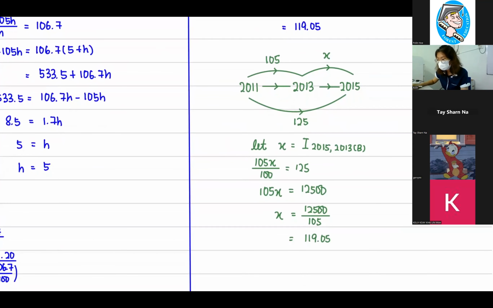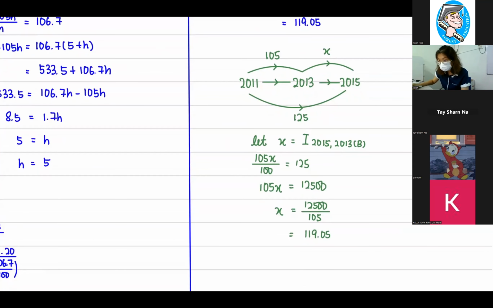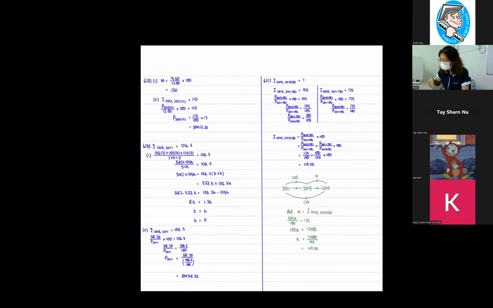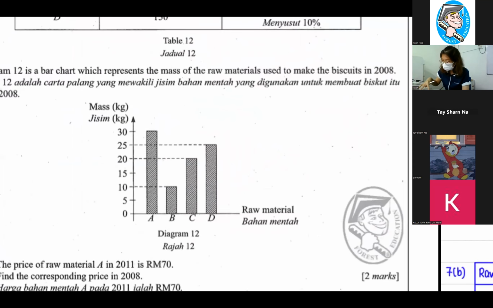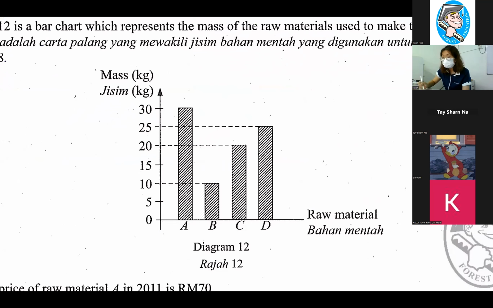Okay, 好了. Last question for today, question 7. This is still the same thing, 还是一样的. Question 7, just that the weightage is given in a bar chart. This is known as a bar chart.